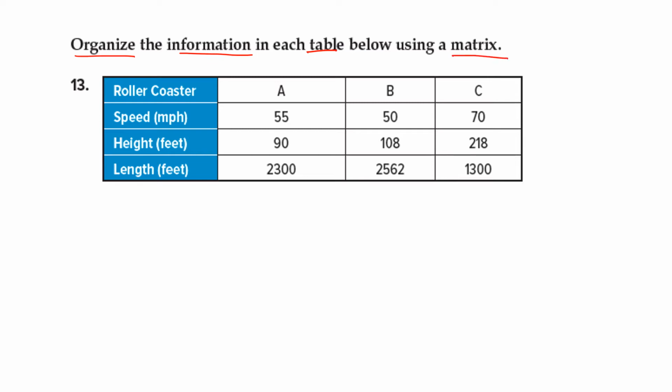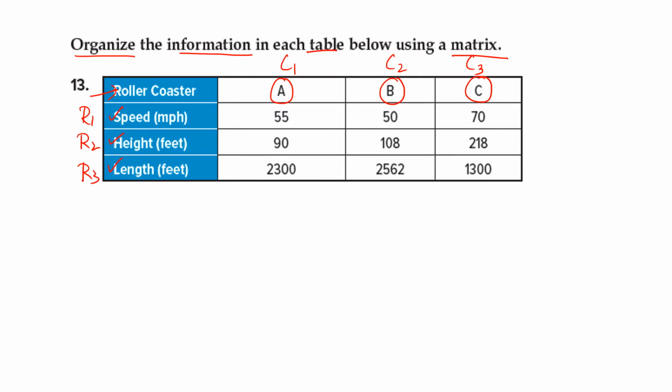Okay, so first let's look at what is there in the table. Let's observe it a little bit. This table gives you the information about roller coasters. There are three of them, A, B, and C. So that's your column 1, column 2, column 3, the vertical ones. Then for all these roller coasters, you are given the speed, first row, height in feet, second row, length in feet, third row. So we can say R1, R2, R3, that's the horizontal ones.